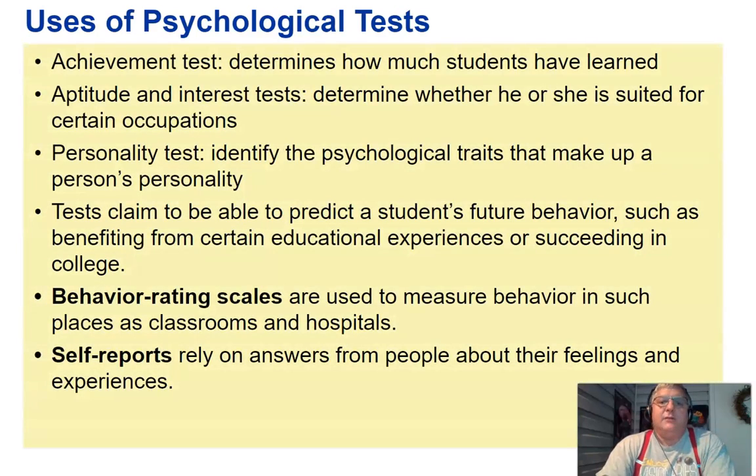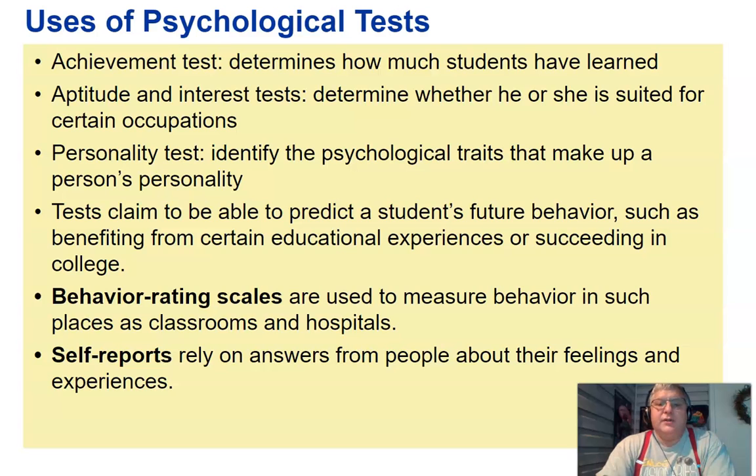Achievement tests determine how much students have learned. Aptitude tests and interest tests determine whether he or she is suited for certain occupations. Personality tests identify the psychological traits that make up a person's personality, and tests claim to be able to predict a student's future behaviors, such as benefiting from certain educational experiences or succeeding in college.